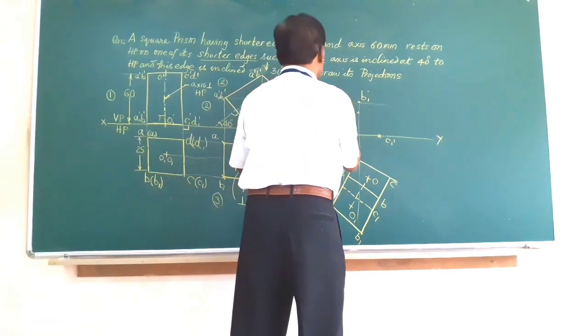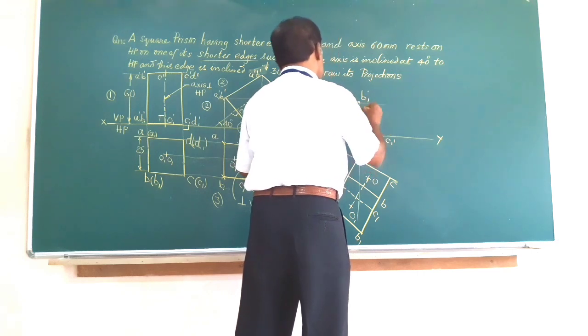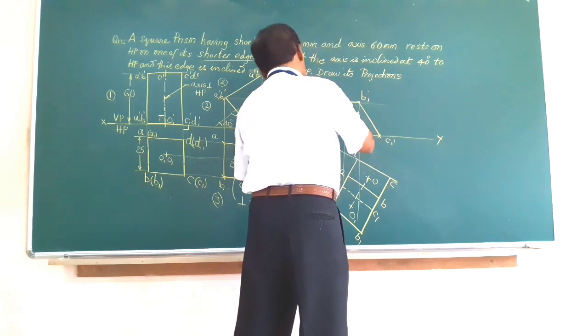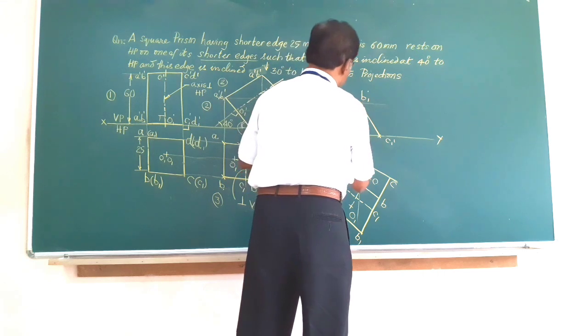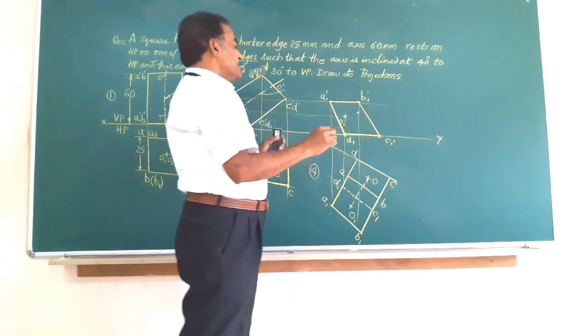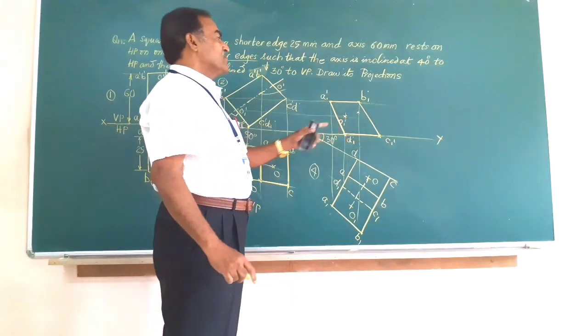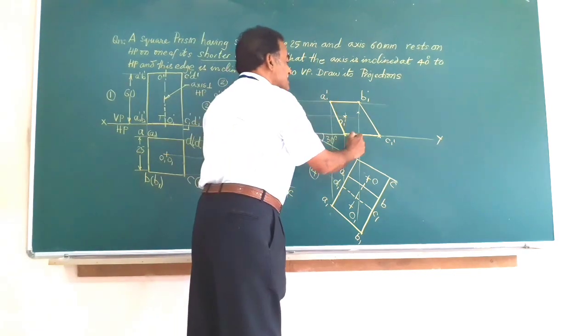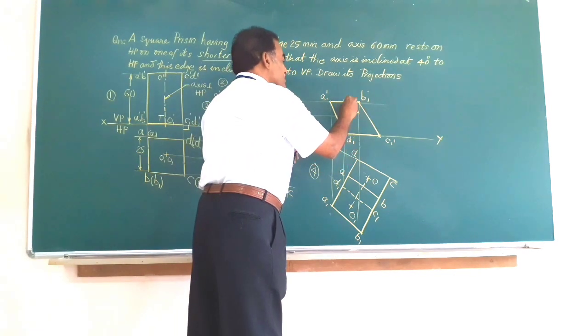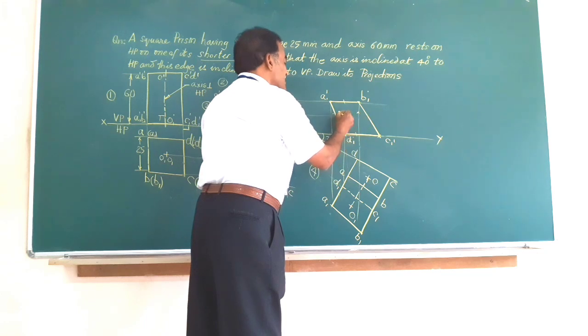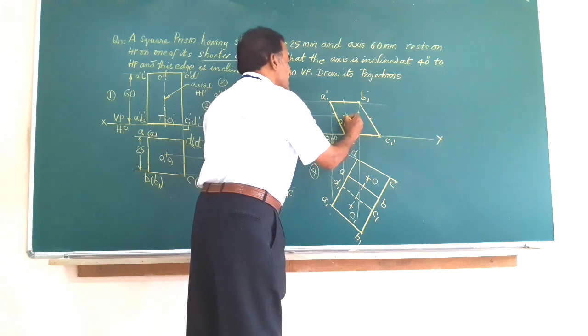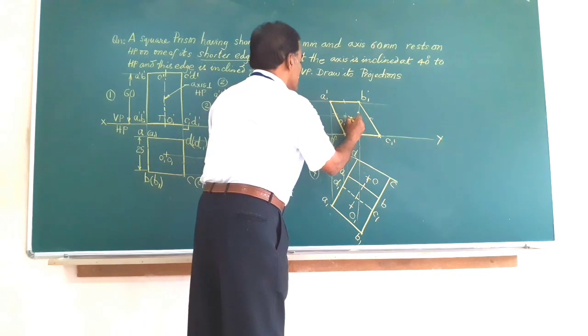I join all these by straight lines because they are completely visible. This is visible and this is visible. Friends, for your information, the figure you get here will have opposite sides parallel and equal. So this will be equal to this, parallel to each other, and this will be equal to this. And you can just mark the center over here.